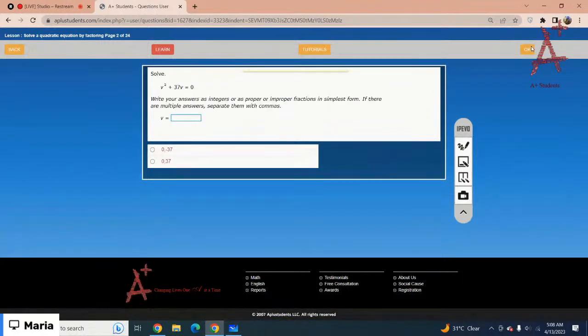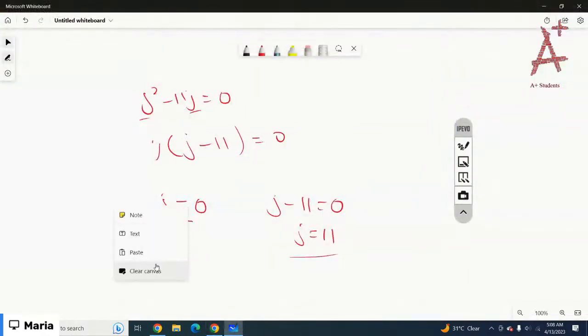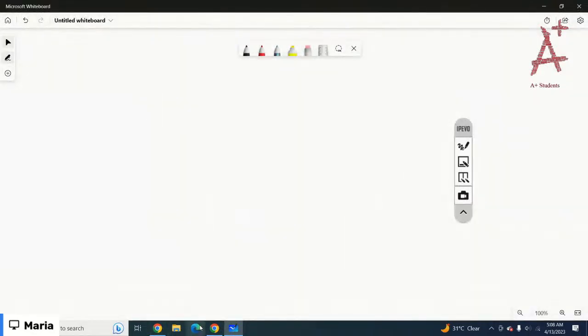Okay, the next one is v square plus 37v equals 0. They are very easy if you are in grade 10. You are doing factoring since grade 7, so this is not a big deal. If you have any question, you can ask. V square plus 37v equals 0. You can just take common v. You are left with v plus 37. Got it?